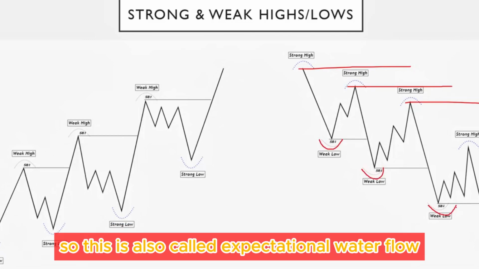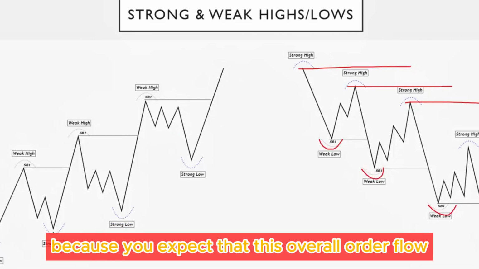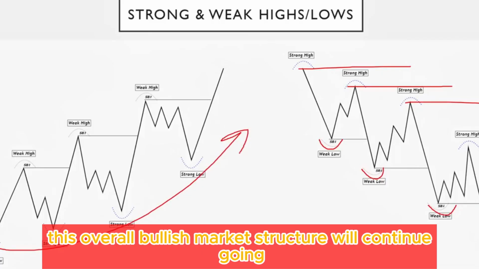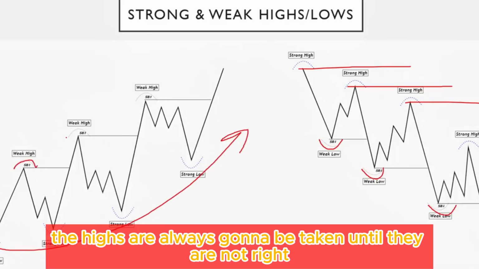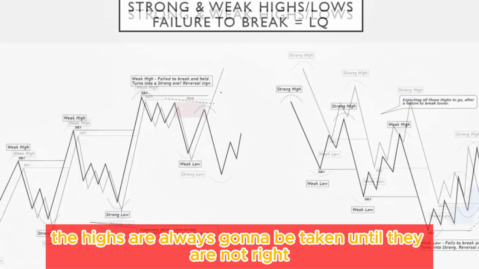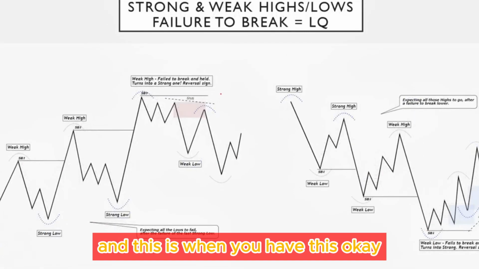Right, so this is also called expectational order flow because you expect that this overall order flow, this overall bullish market structure will continue going. And again, the highs are always going to be taken until they are not, right? And this is when you have this, okay?